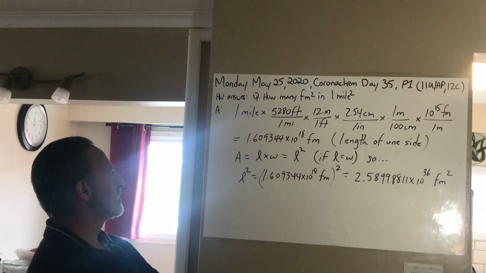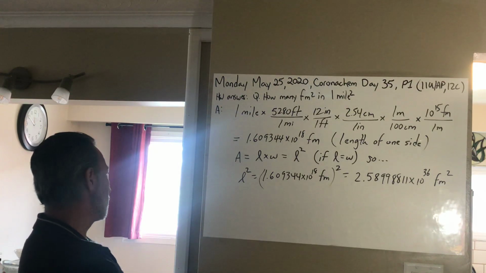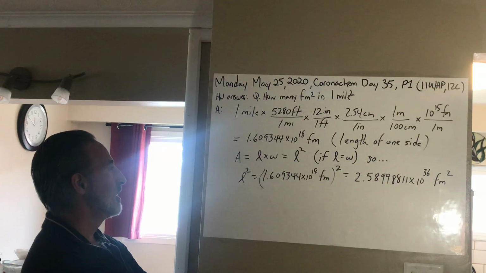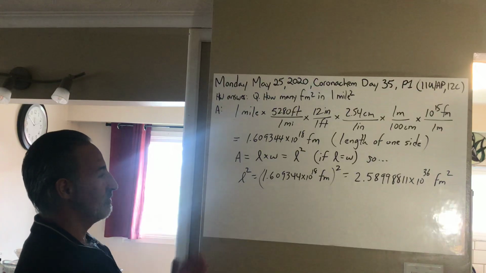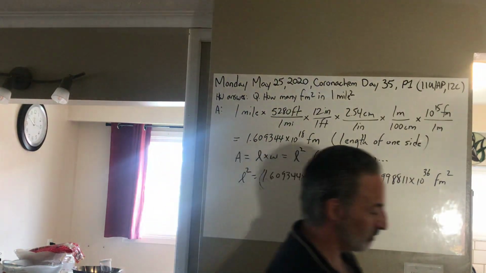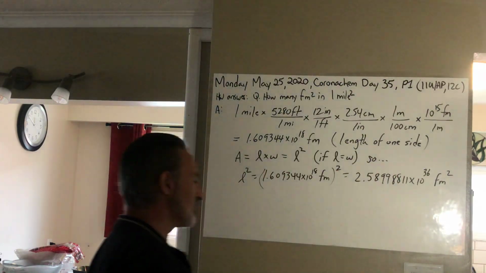Now the question was, convert 1 mile squared to femtometers squared. The easiest way to do this is to find out how much a linear mile is in femtometers. So that's what I did. I used all the known conversion factors that by now you should be starting to recognize as fairly familiar.